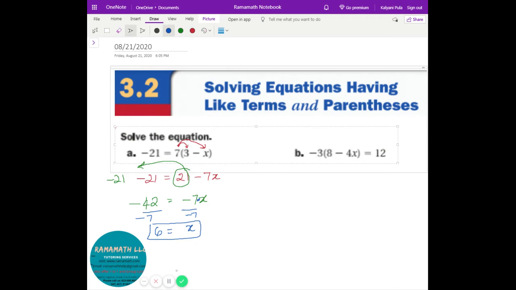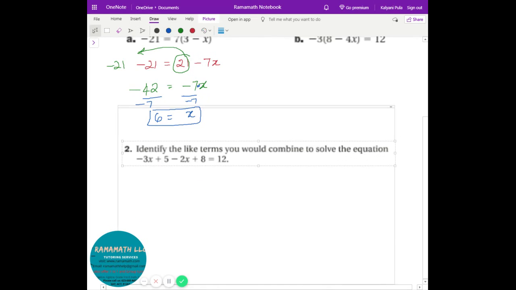Okay. And you can check the solution, replace the x with the 6, and then you can multiply, you get the same answer. For example, if I replace the x with the 6, 3 minus 6 is negative 3. Negative 3 times 7 is negative 21. So they're equal. Alright, for the next question, identify the like terms.